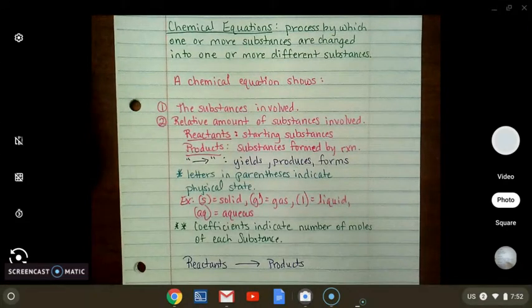And then you also have coefficients, which indicate the number of moles of each substance. And remember, coefficients go in front of the element or compound, and it tells you how much of it is. So when we get to balancing equations, coefficients will come into play. All right, so basically reactants yield your products.